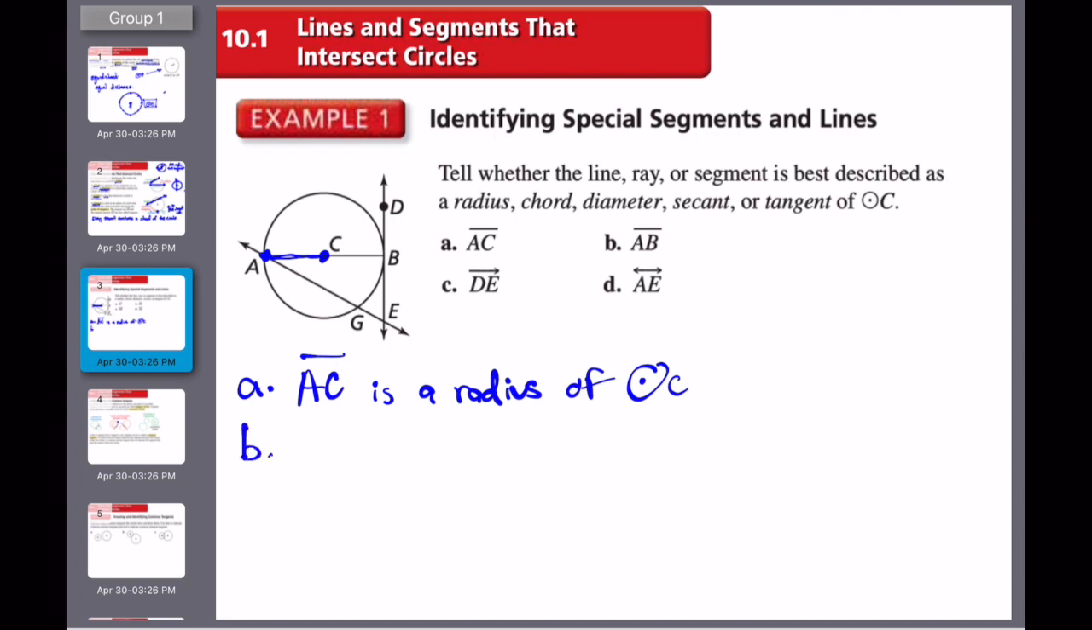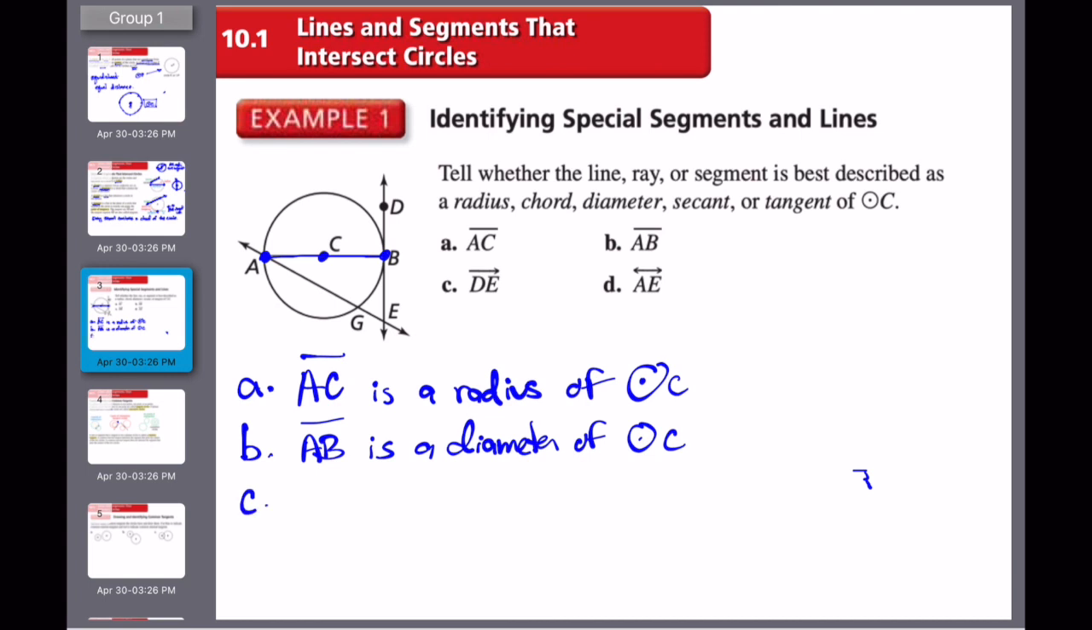And then part B, we're asked to look at segment AB. So let me erase what I have here. Now we're looking at segment from A to B. Its endpoints are on the circle, so it is a chord, but because it also passes through the center, it is a special kind of chord, so the better name to choose would be diameter. AB is a diameter of circle C.